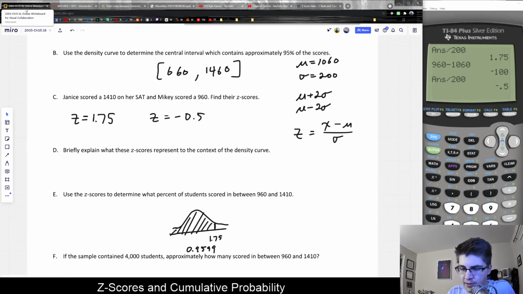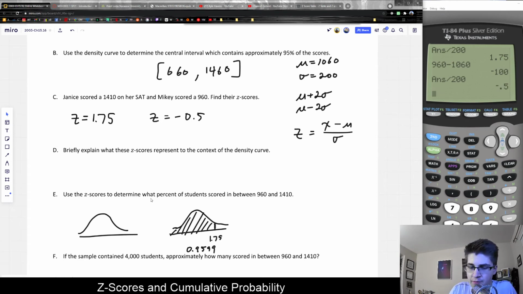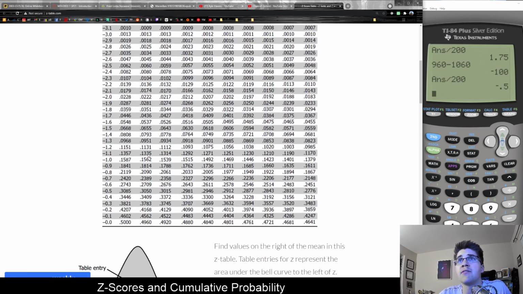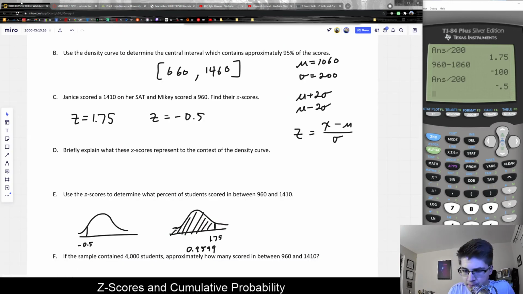And we also need to figure out the cumulative probability for Mikey's z-score. His actual score was 960, and his z-score was negative 0.5. So going to our z-table, negative 0.50 is right here. 30% of people will have a lesser score than Mikey. That's kind of what that means. So that would be 0.3085. And I'll put this a little bit over here, because 0.5 isn't even a full standard deviation below, but basically 30% of people are less than Mikey's.